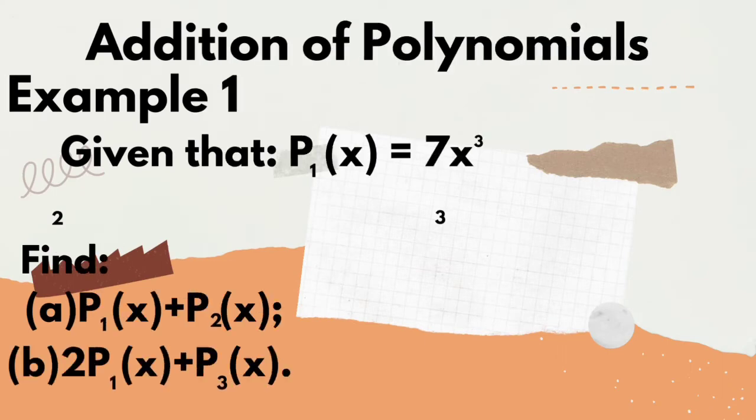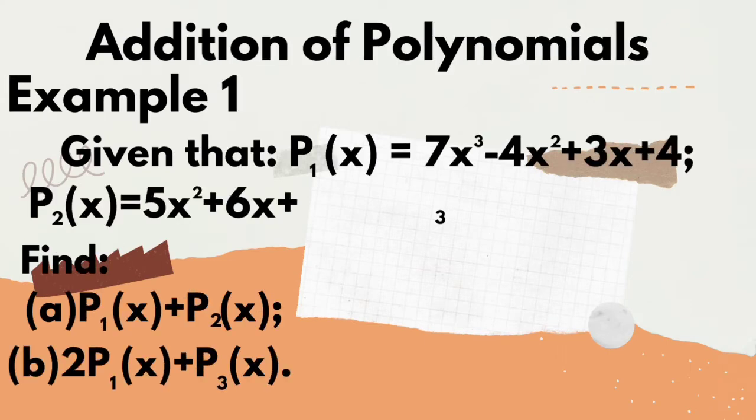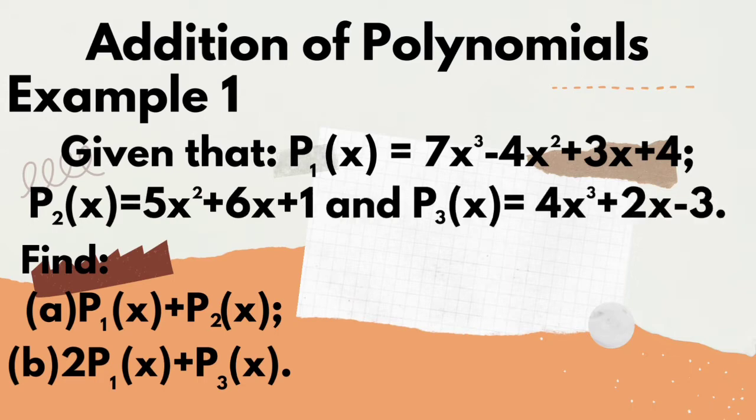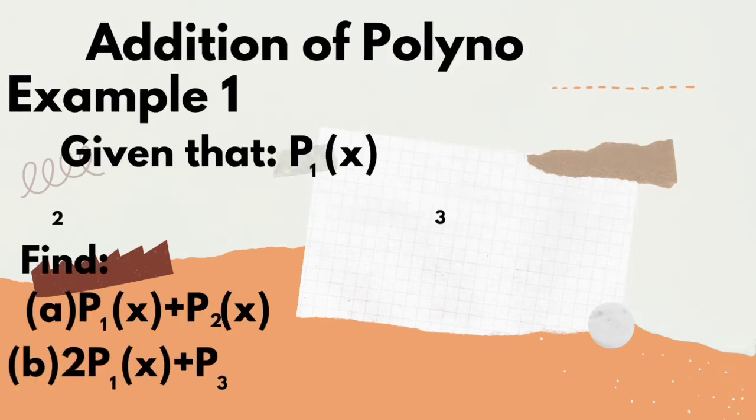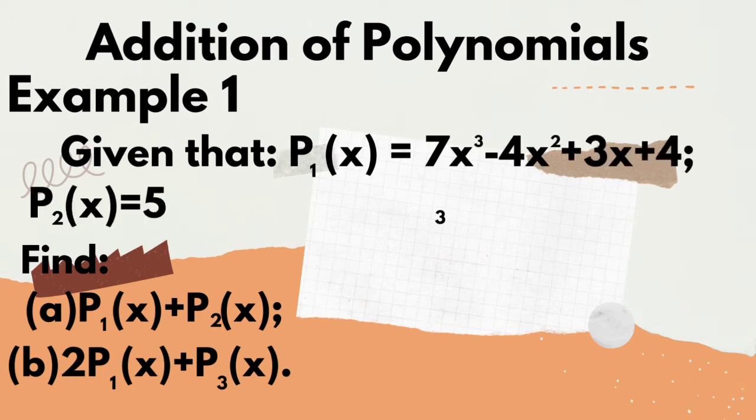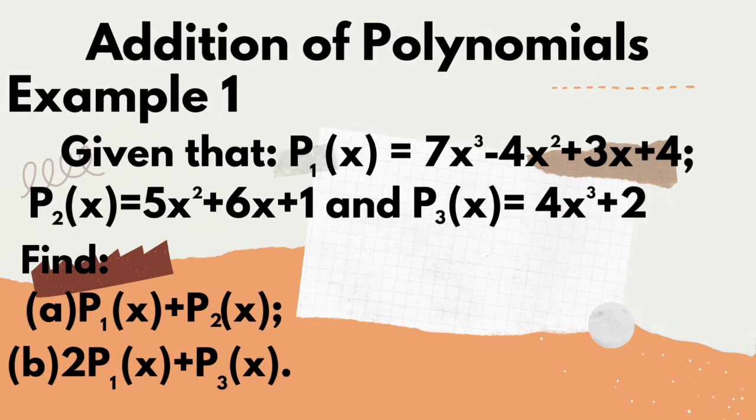Addition of polynomials. Example 1. Given that P1 of x is equal to 7x cubed minus 4x squared plus 3x plus 4, P2 of x is equal to 5x squared plus 6x plus 1, and P3 of x is equal to 4x cubed plus 2x minus 3. Then find A, P1 of x plus P2 of x. B, find 2P1 of x plus P3 of x.